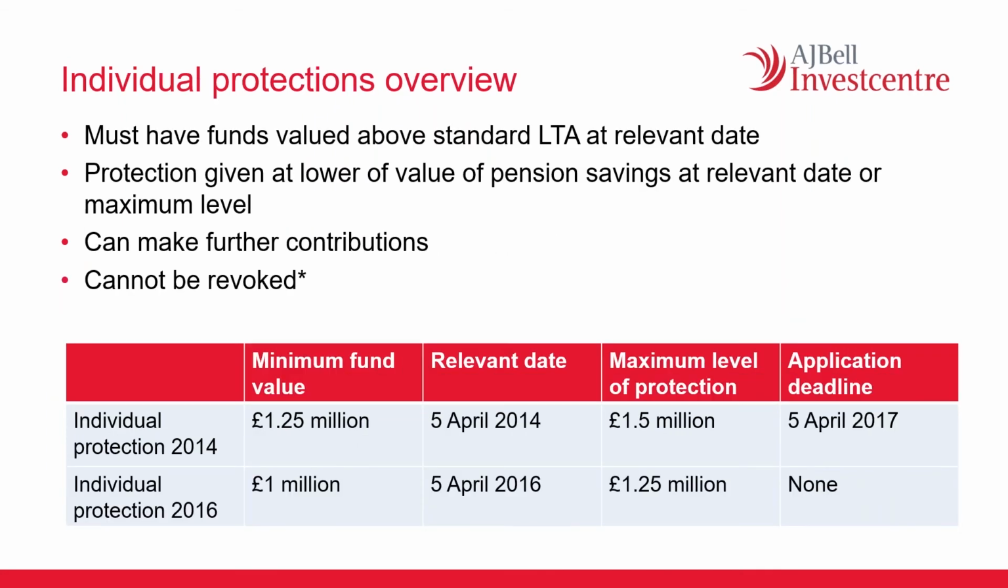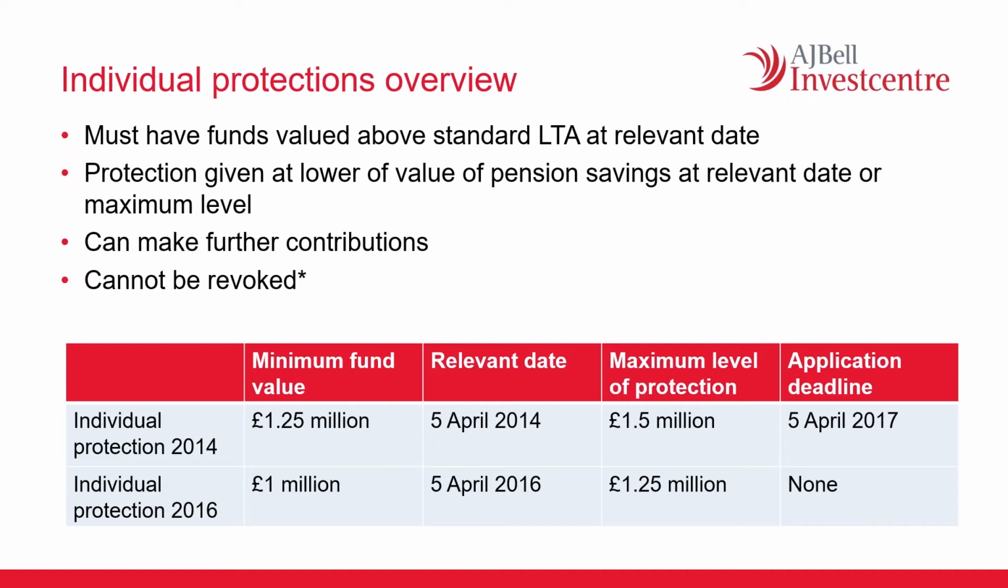And the final one that we have is individual protections. So it didn't come in with fixed protection in 2012. It came in alongside the 2014 and 2016 versions of fixed protection. We also had individual protection in those years. And if fixed protection is like the poor relative of enhanced protection, then individual protection is like the poor relative of primary protection, I think.